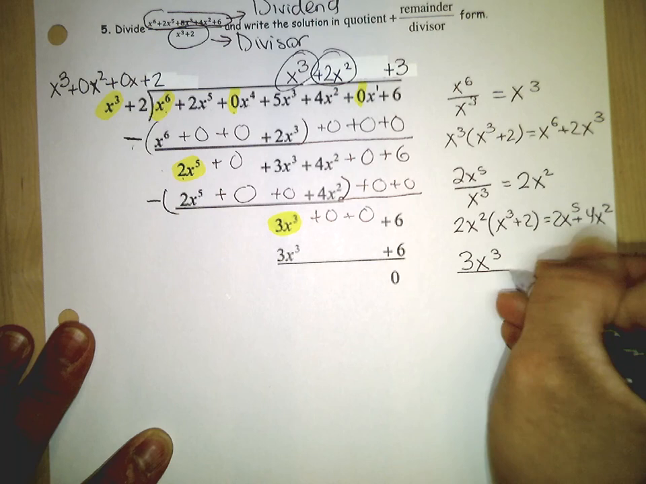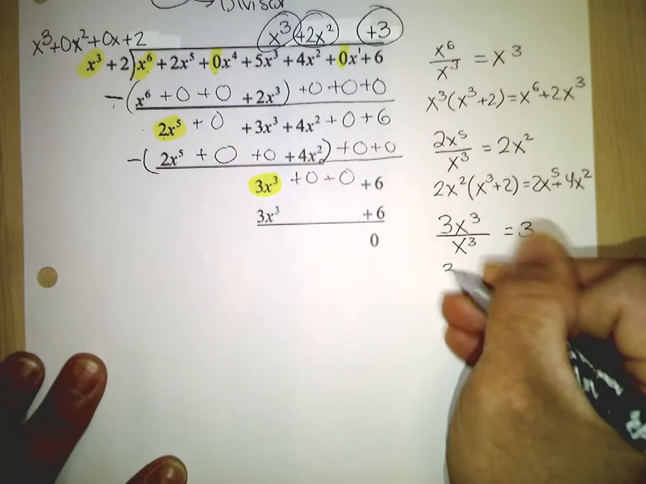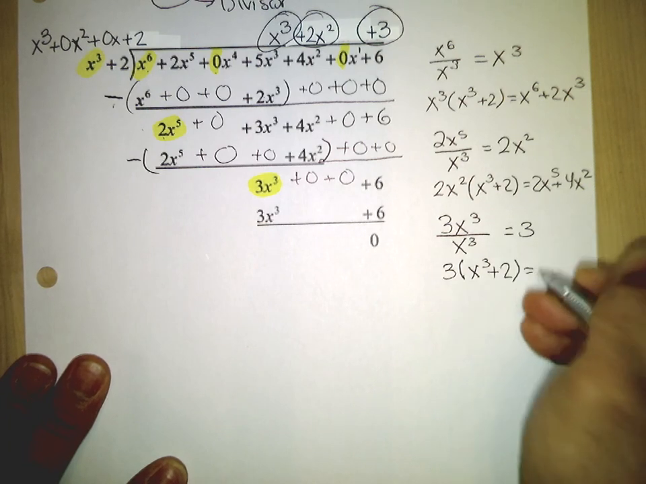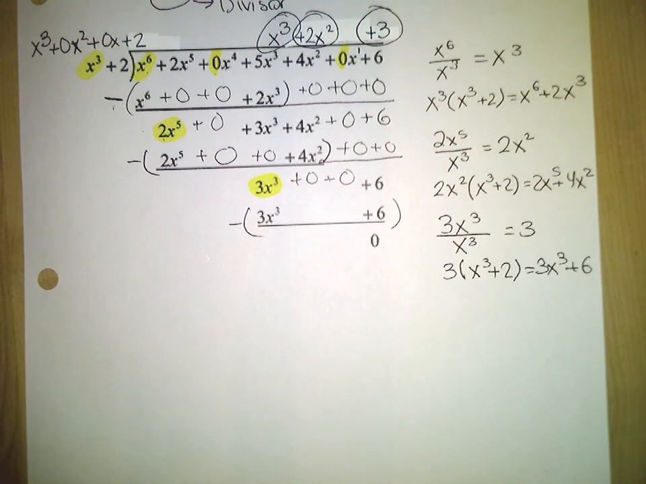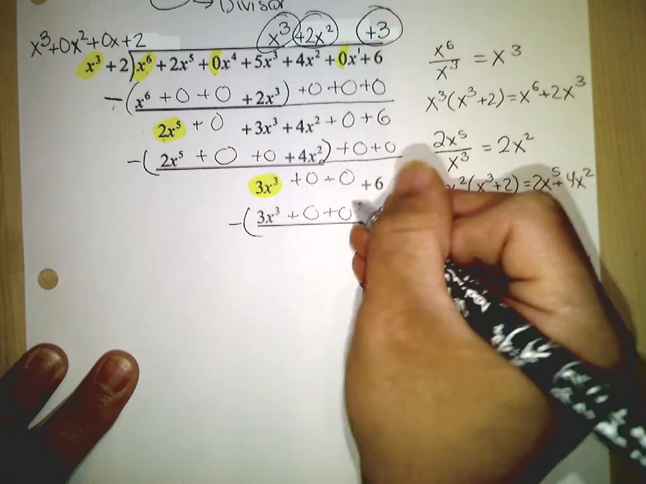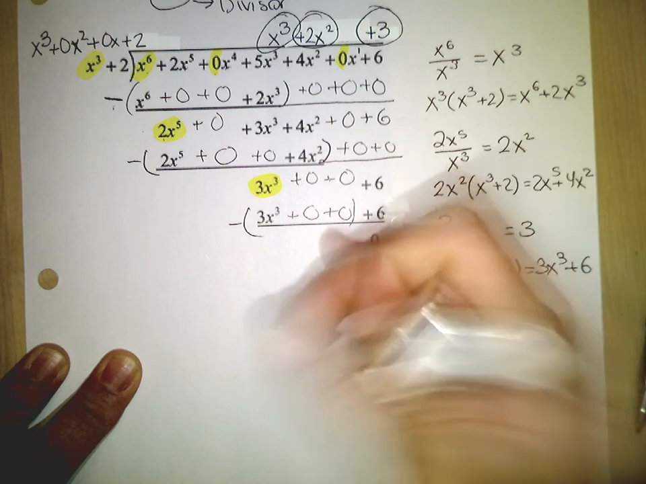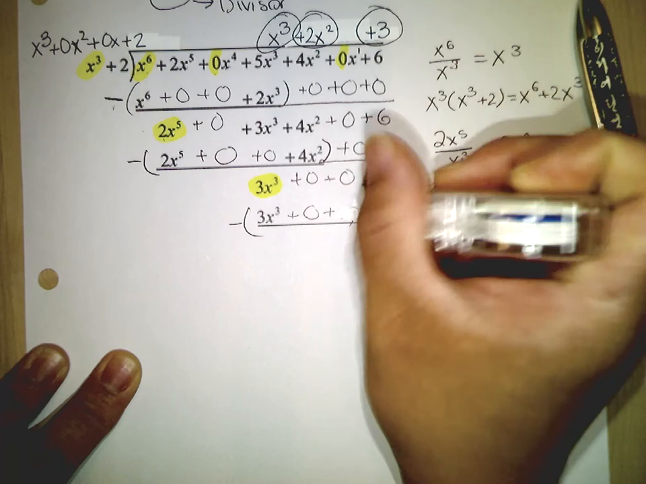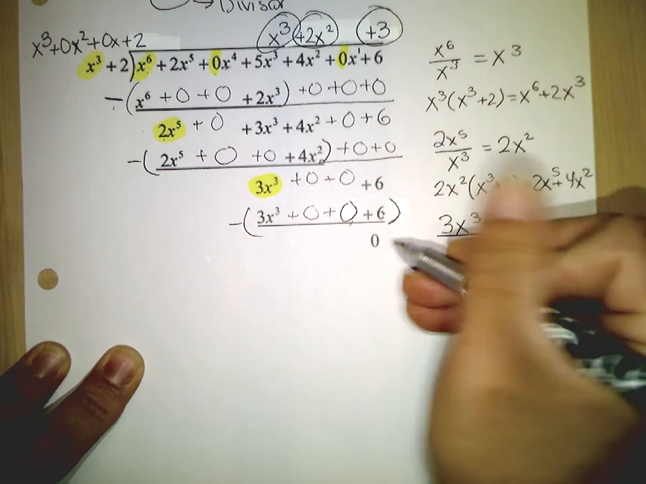3x to the 3rd over x to the 3rd, that's 3. That's where this comes from. So then 3 times the divisor of x to the 3rd plus 2 is 3x to the 3rd plus 6. So here is this part right here. Then 3 minus 3, 0. And, well, I wrote that in the wrong spot. I did not write that in the wrong spot. I thought that I did because of how I was looking at it here. So 6 minus 6, 0.